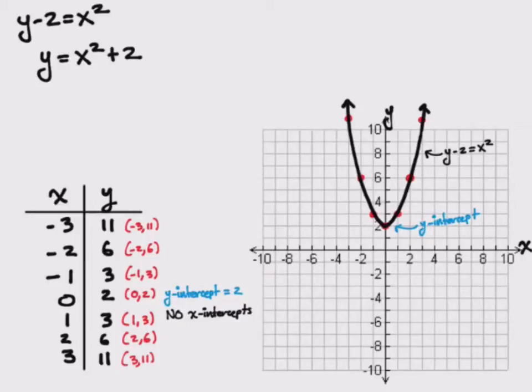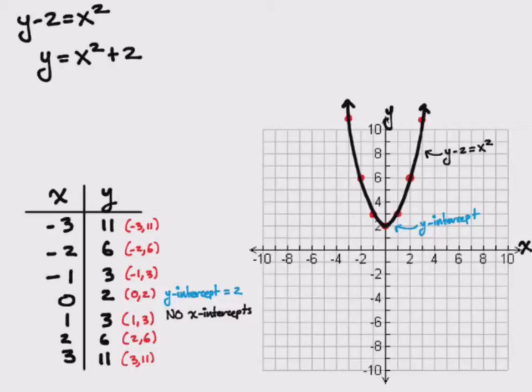So one thing that we notice right off the bat is that this graph does not have any x-intercepts. The graph never happens to cross the x-axis ever, and that's totally fine. We still do have a y-intercept. Again, that y-intercept is at the very bottom of our parabola, of our U, at the point 0, 2.